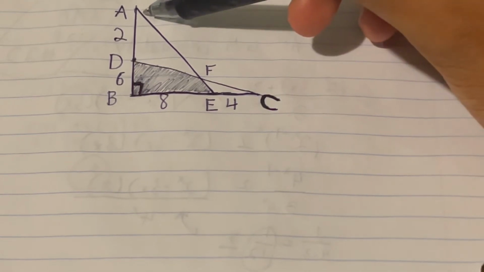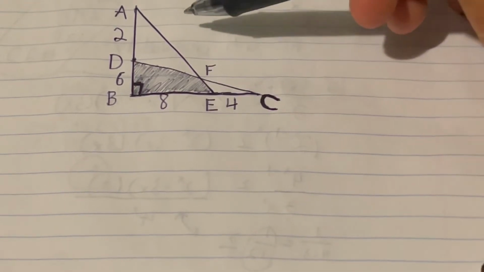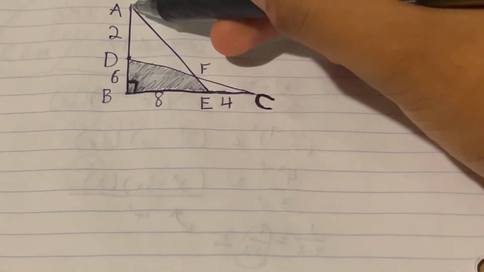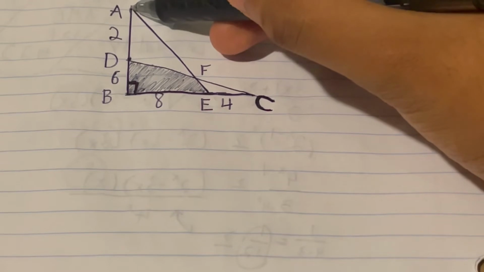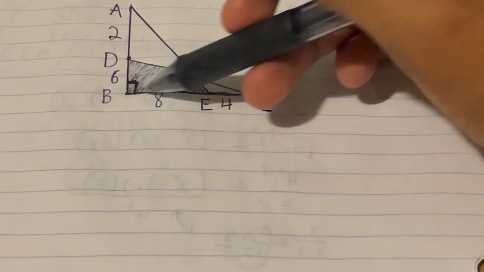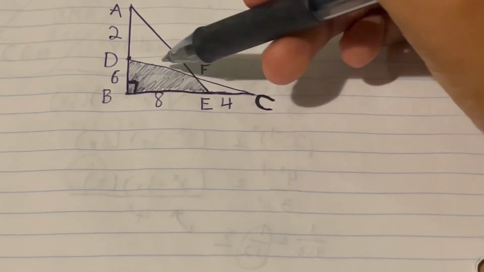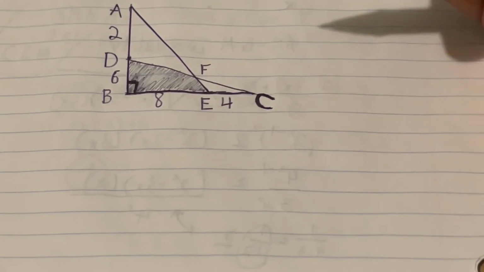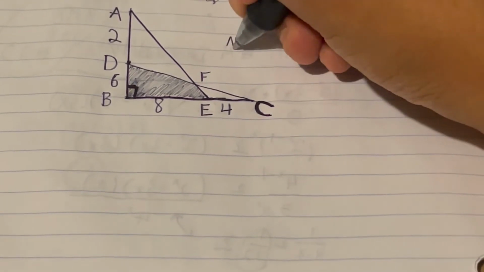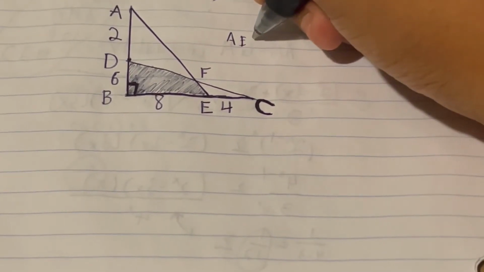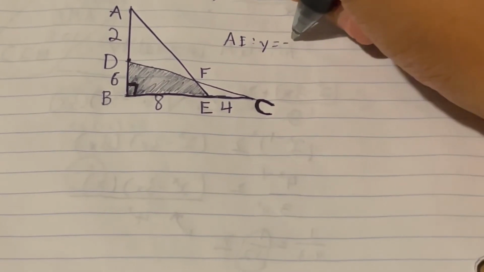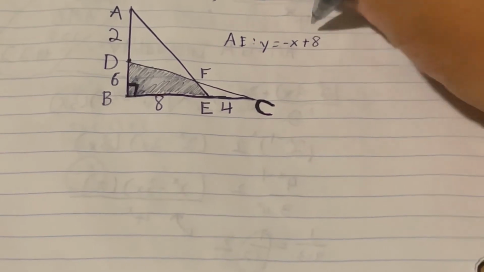Starting with line AE, or line segment AE, depending on what you want to call it, we see that the y-intercept is at 8. So this point is 0, 8. And then to get from A to E, you go down 8 and to the right 8. So down 8 to the right 8, that's a slope of -1. Minus 8 divided by 8 is -1. So we can say that AE, the line, has an equation of y equals -x plus 8.